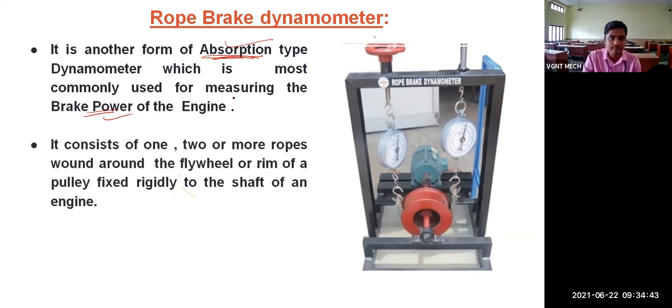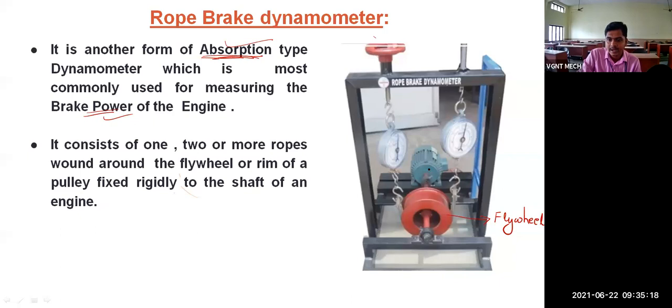It consists of one, two or more ropes wound around the flywheel or rim of a pulley. So which one is the flywheel? This red color part you are watching, this is nothing but our flywheel. The rim of a pulley rigidly, so this is the pulley over here. Here we have a pulley support, and here also we have a pulley support.